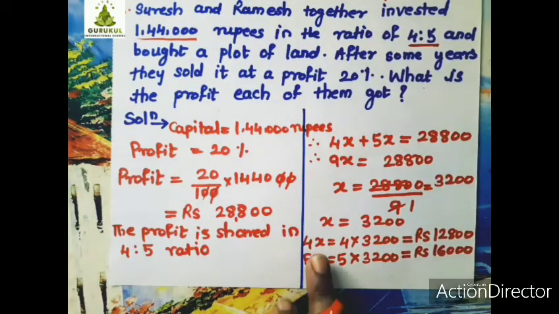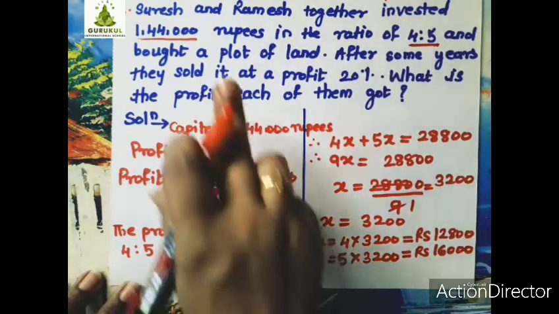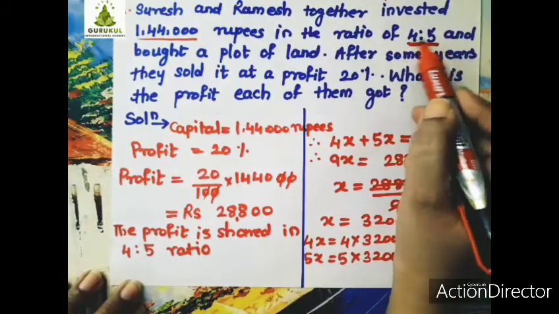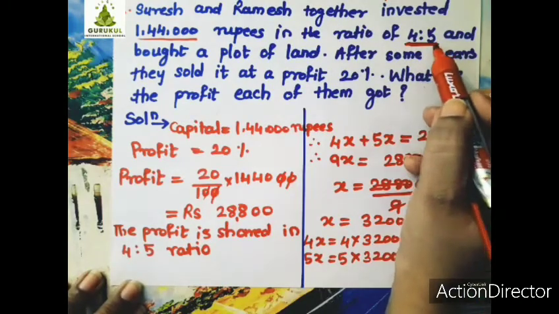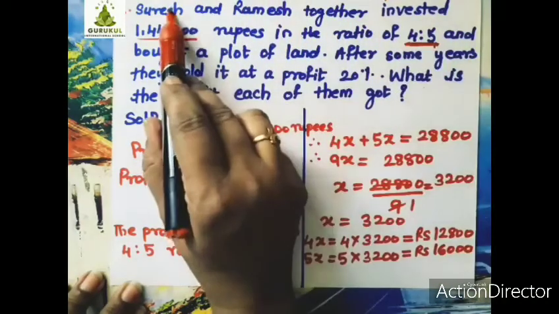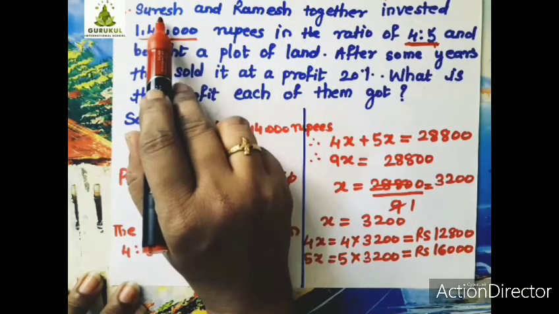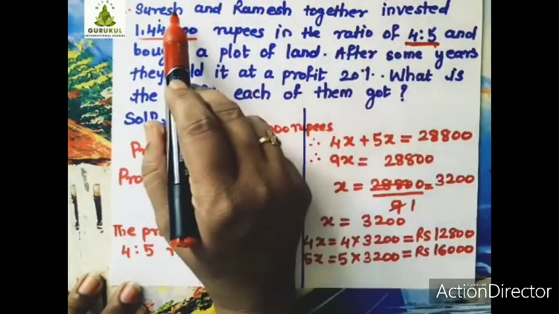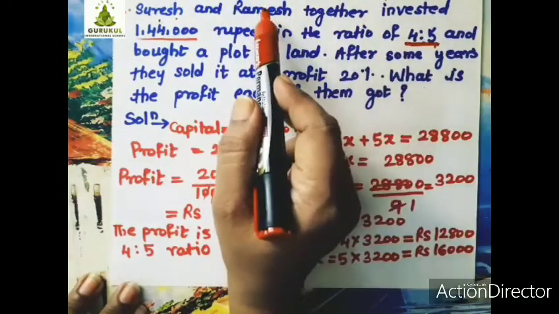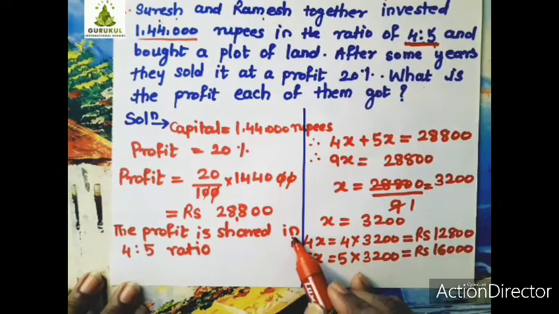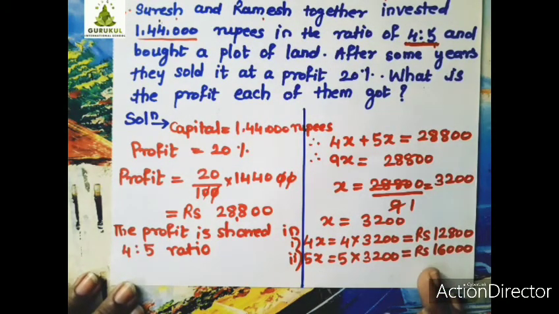So what we have done, we have found the profits for both 4x and 5x. So whose share is 4x? 4x is first. You have to see the ratio, whatever sequence is given, that sequence you have to follow with the names. First name given is Suresh. So first 4 goes for Suresh and 5 parts goes for Ramesh. Correct? So 4x will be for Suresh. 5x will be for Ramesh.